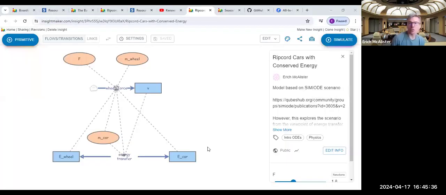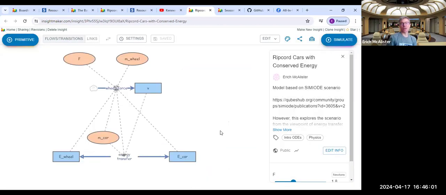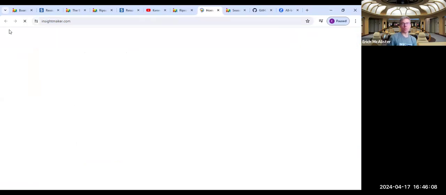Every Insight, in the info, you can say edit info. One of the things I will encourage you to do, if you're creating a lot of these and using them with your students, is to make your own that are solutions to your assignments private. I made these public. So if you want to look around, I'm going to go home here.